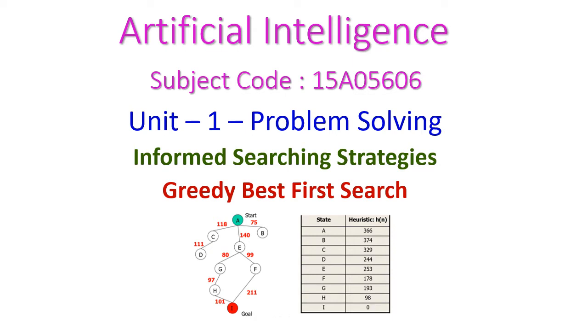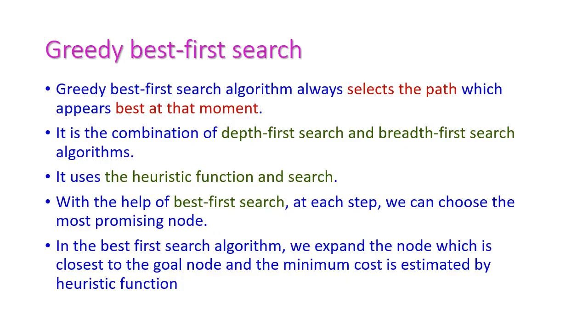Here we are going to see the greedy best first searching algorithm that will come under the informed searching strategies from first unit, problem solving. Greedy best first searching algorithm always selects the best path which appears at the moment. So this is the starting node, neighboring nodes are there, and this may be the goal. It always selects the best path.